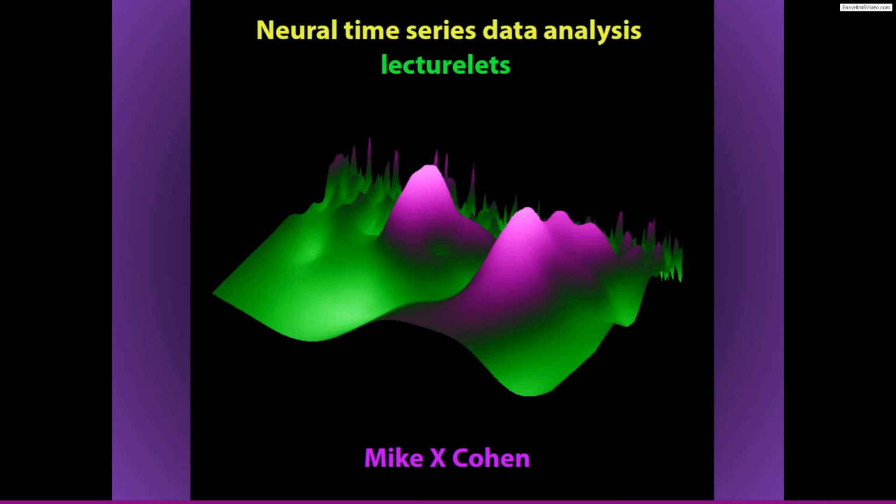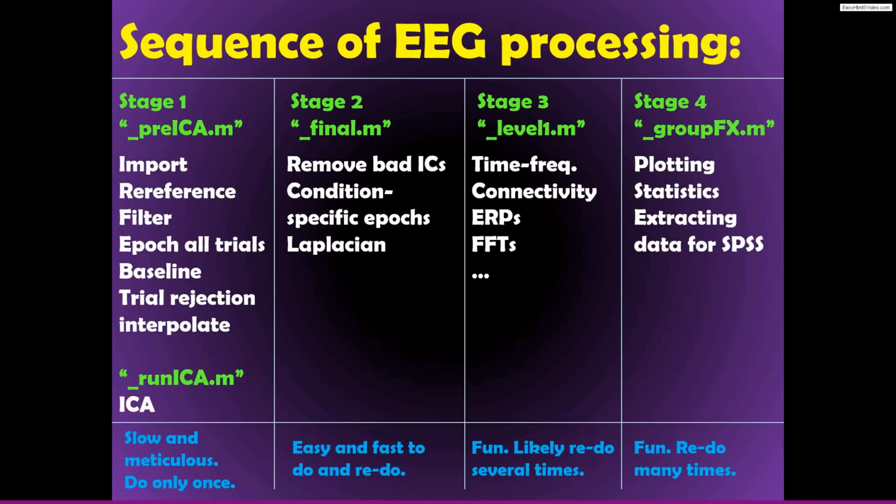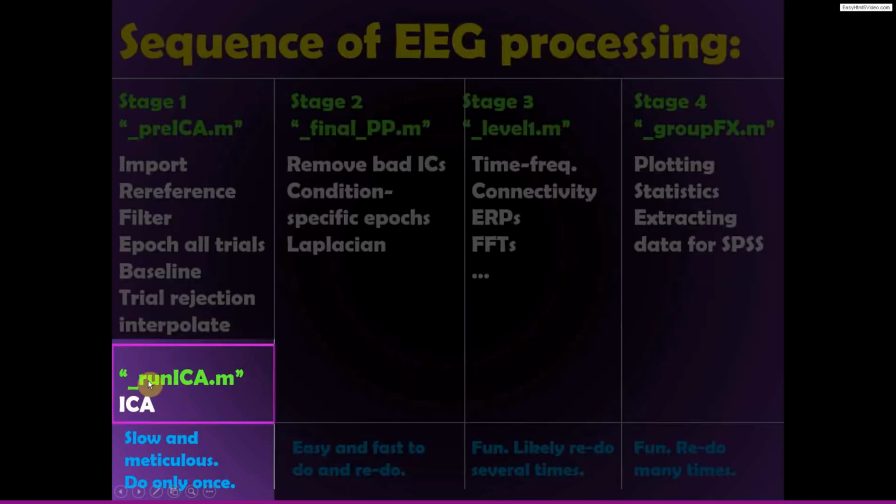Okay, so I'm going to keep talking about pre-processing EEG data, and in particular using independent components analysis to isolate and remove sources of noise in EEG data. This is continuing along with our pre-processing stream. So previously we talked about this. Last video was all about trial rejection, and now we're going to talk about ICA.